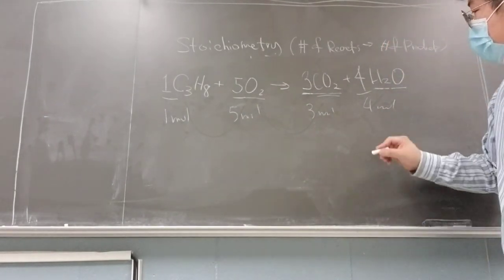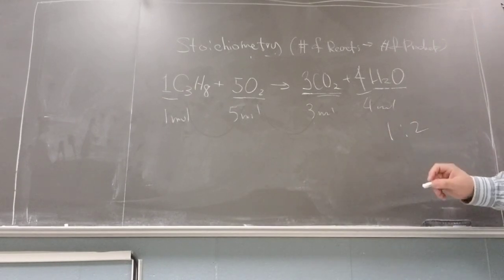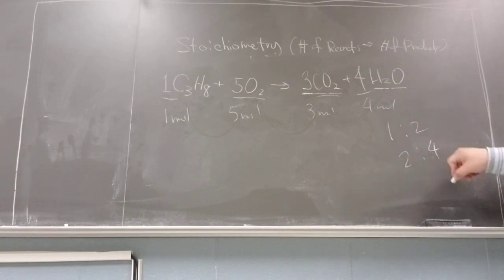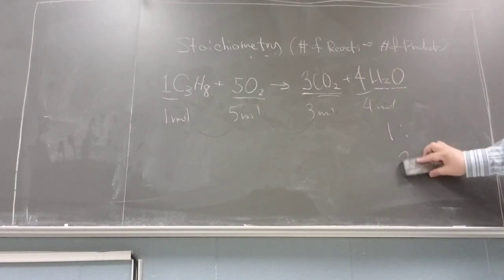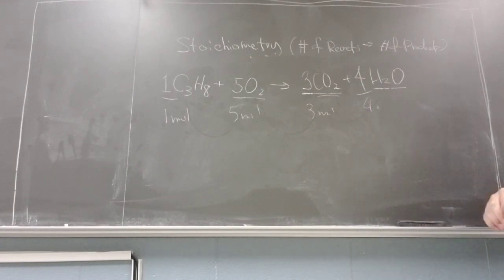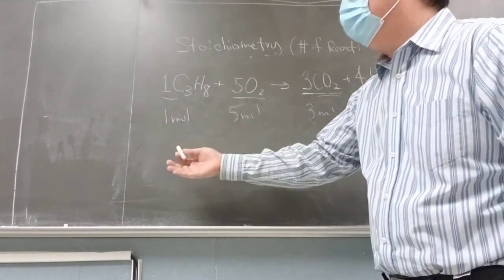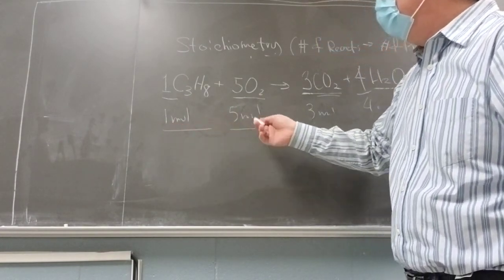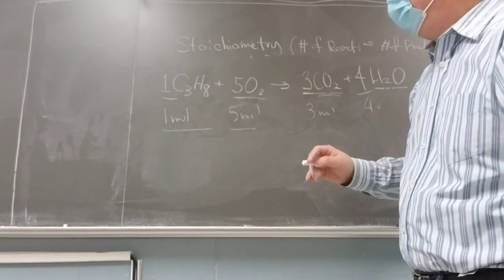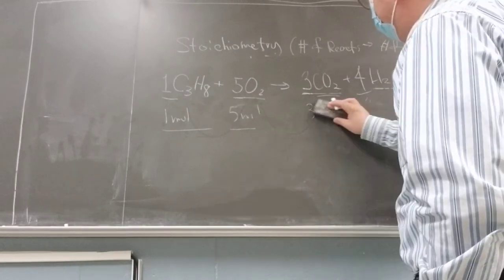So if it's 1:2, this is the same as 2:4, right? It's just ratio wise. So stoichiometry is basically the ratio that we're going to use to predict, relatively speaking, how many moles of product will be produced from the moles of each reactant in the reaction. So let's try to do it this way, okay?